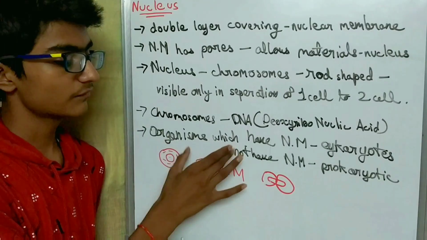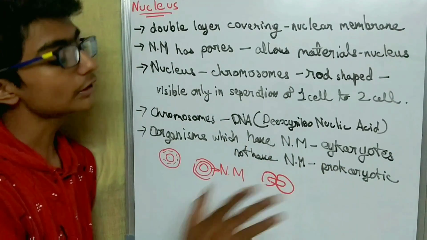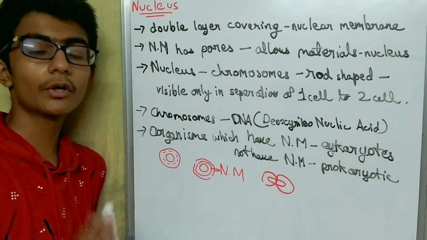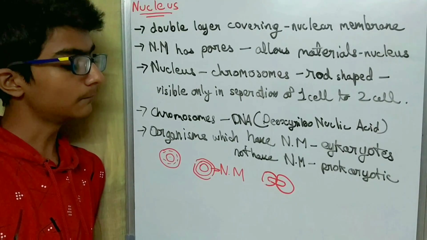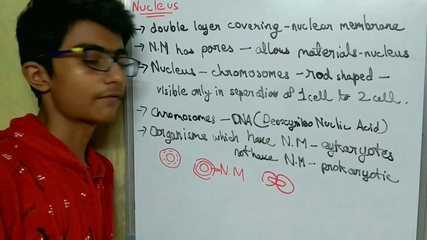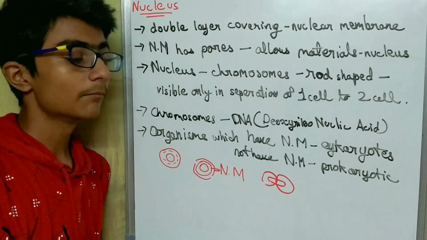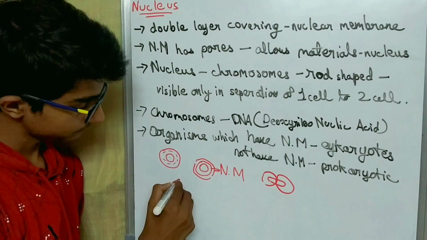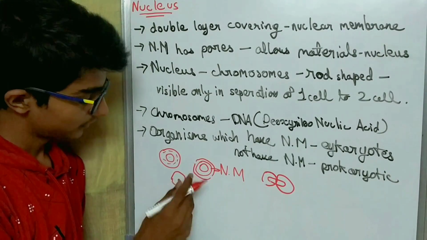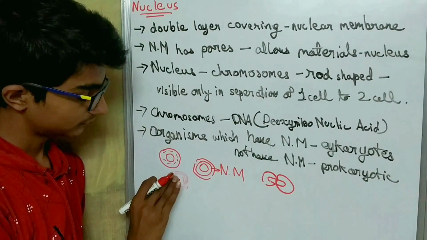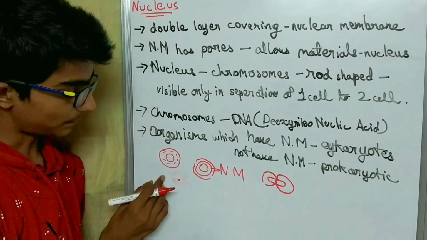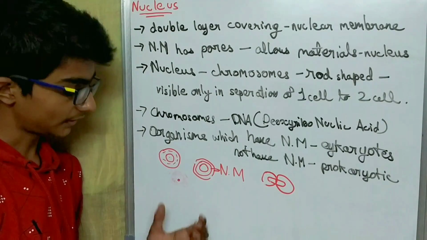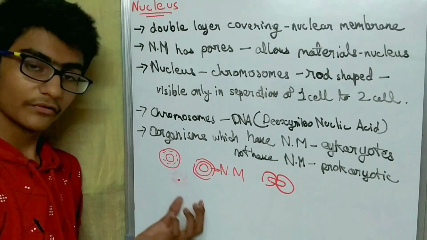So now, organisms which have nuclear membrane and which do not have nuclear membrane. There are two types of organisms. Every organism has cells, but some do not have the nuclear membrane. They have a nucleus inside the cell, but do not have the nuclear membrane. That means the nucleus is not protected by the membrane, and all the particles of the nucleus are flowing like this without any boundaries.